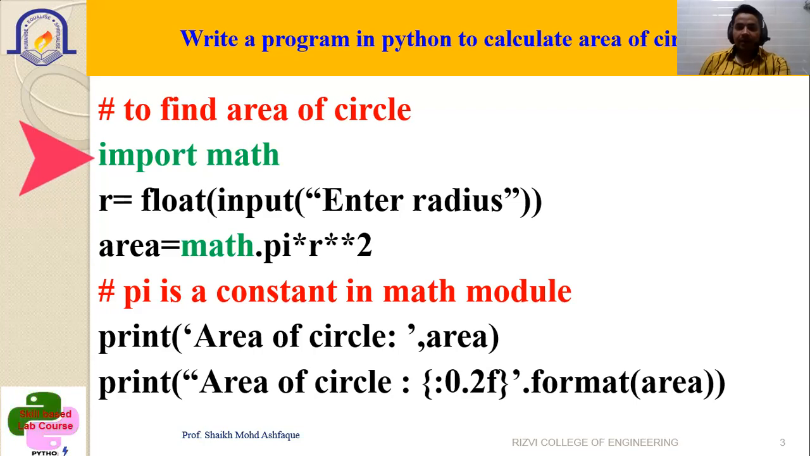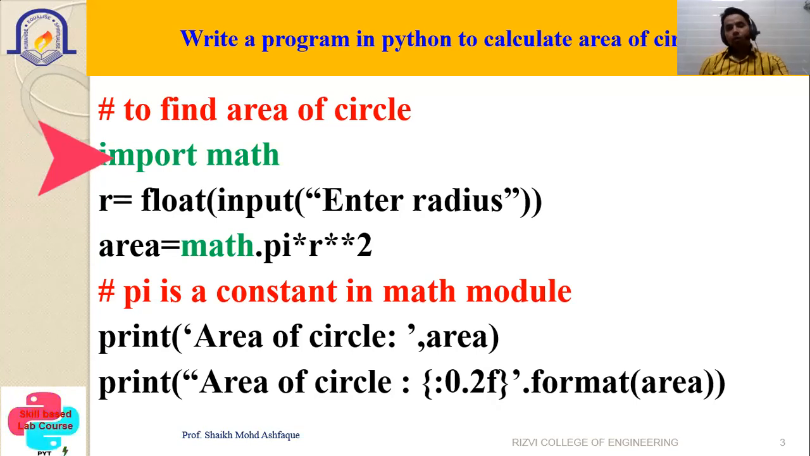Then multiplied by r squared. For that purpose, we have understood that the double multiplication symbol is to be used. So r double multiply 2, which will be treated as square. Pi is a constant in the math module, and it will take that constant value. Whenever we print the area of the circle, that area will be displayed.